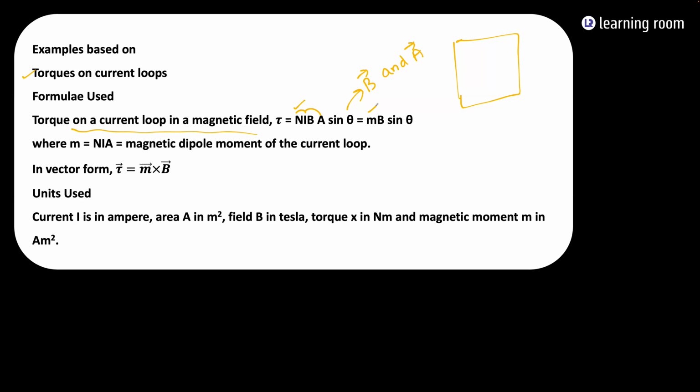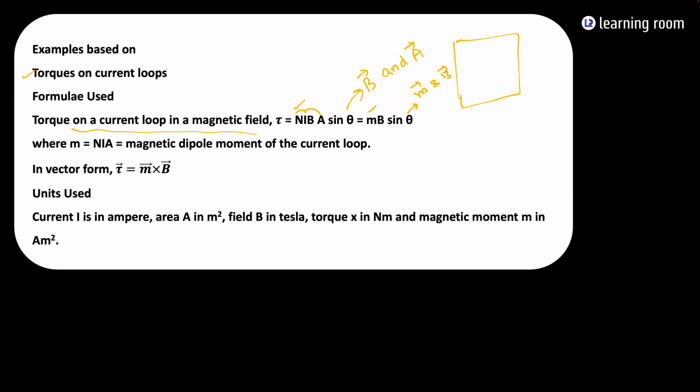So it is also written as MB sin theta. In this case, you can say theta is the angle between the M vector and the B vector. If you compare these two, the logic says that the direction of the M vector is the same as the direction of the A vector. So M vector and A vector are in the same direction.